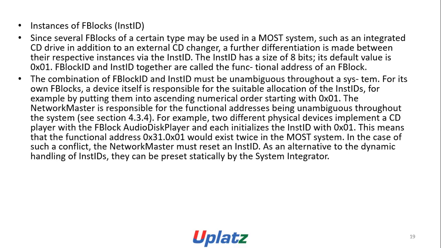For example, two different physical devices implement a CD player with the FBlock AudioDiscPlayer, and each initializes the instance ID with 0x01. This means that the functional address 0x31.0x01 would exist twice in the MOST system. In the case of such a conflict, the network master must reset an instance ID. As an alternative to dynamic handling of instance IDs, they can be preset statically by the system integrator.